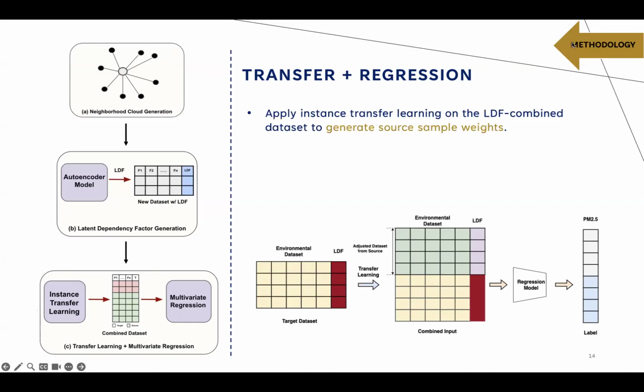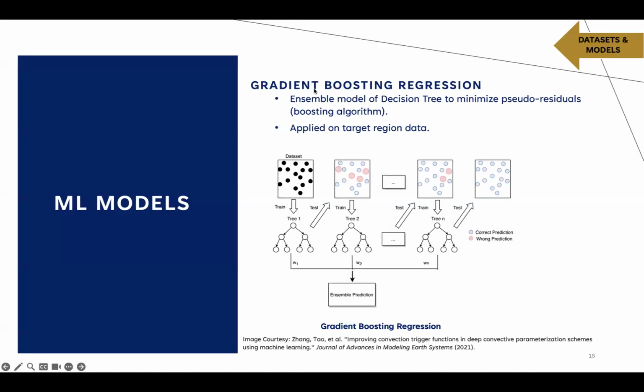So the steps can be summarized as basically applying instance transfer learning on a combined LDF dataset to generate source sample weights, and then applying regression on the weighted source plus target samples to predict the PM2.5 values. Okay, so for a fairer comparison, we used two machine learning models, and for some reason, I've just described one machine learning model, but we use random forest regression and gradient boosting regression.